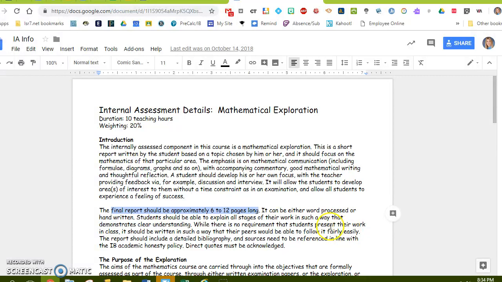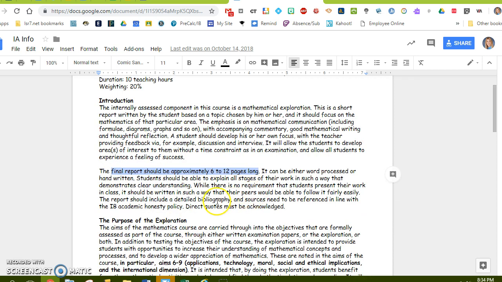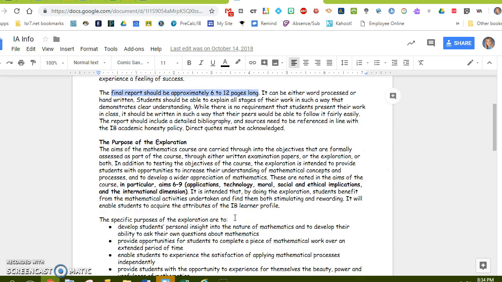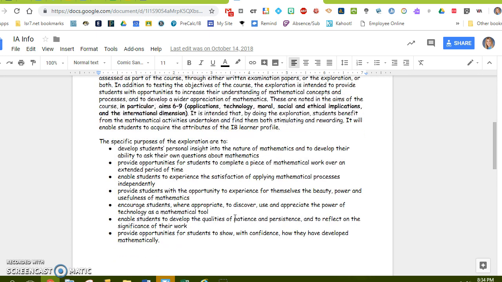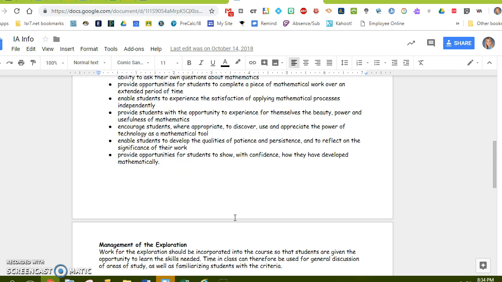It says it can be word processed or handwritten. It cannot be handwritten, so just a little FYI on that. It talks about how, obviously, you have to acknowledge things. There shouldn't be any plagiarism there. Then it goes into the purpose of the exploration, and we've talked about that. So again, you want to make sure you're reading through that. It goes into a little more detail there.